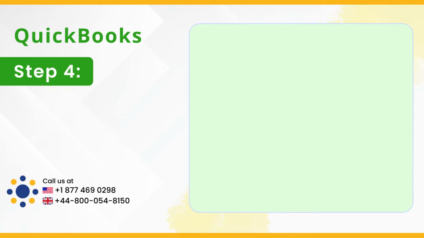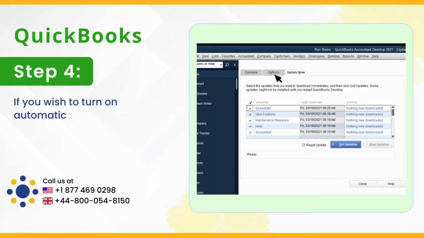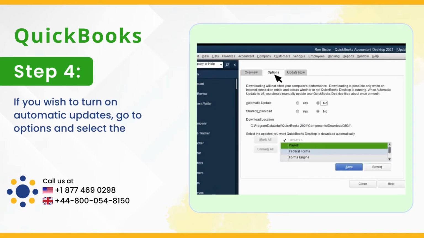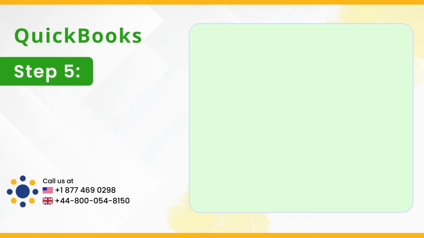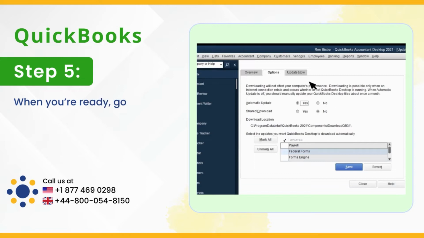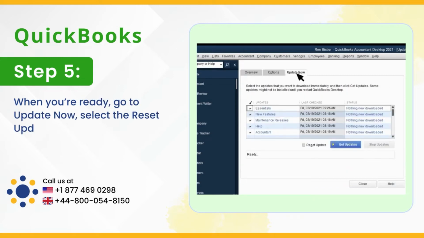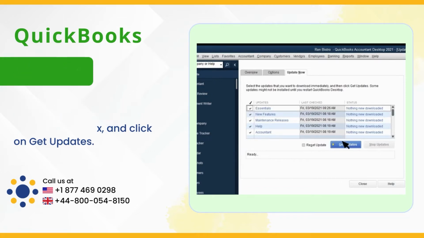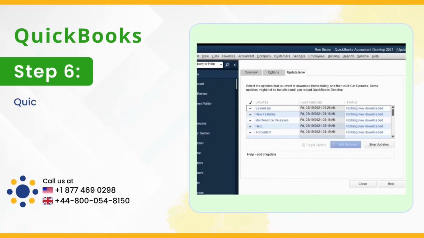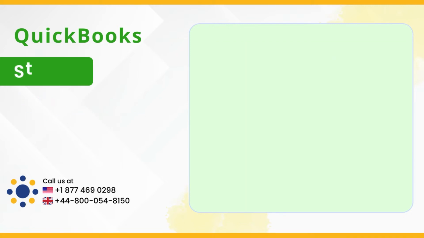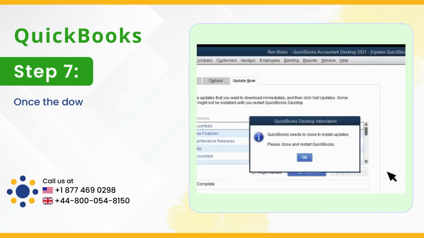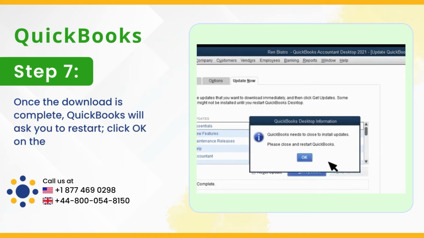Step 4. If you wish to turn on automatic updates, go to Options and select the Automatic Update option. Step 5. When you're ready, go to Update Now, select the Reset Update checkbox and click on Get Updates. Step 6. QuickBooks will start downloading the updates. Step 7. Once the download is complete, QuickBooks will ask you to restart. Click OK on the pop-up.